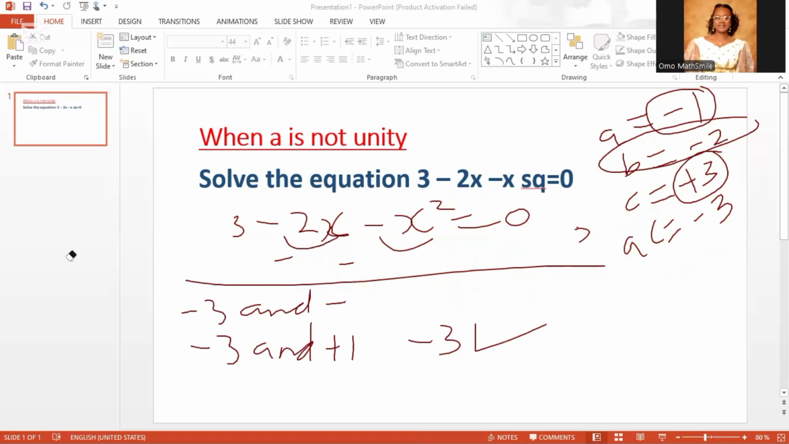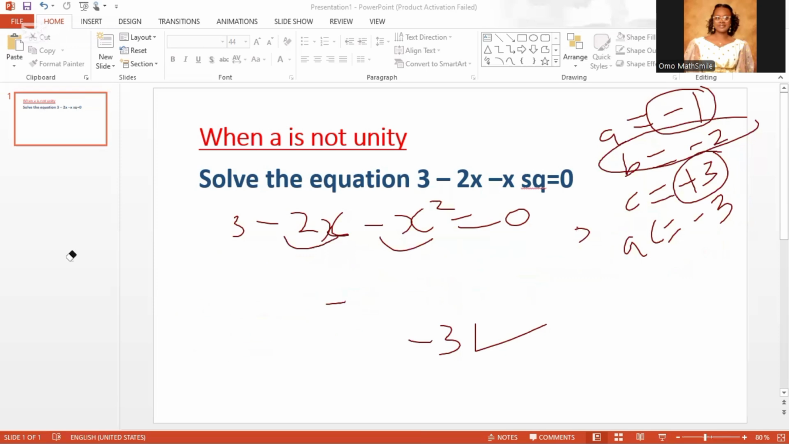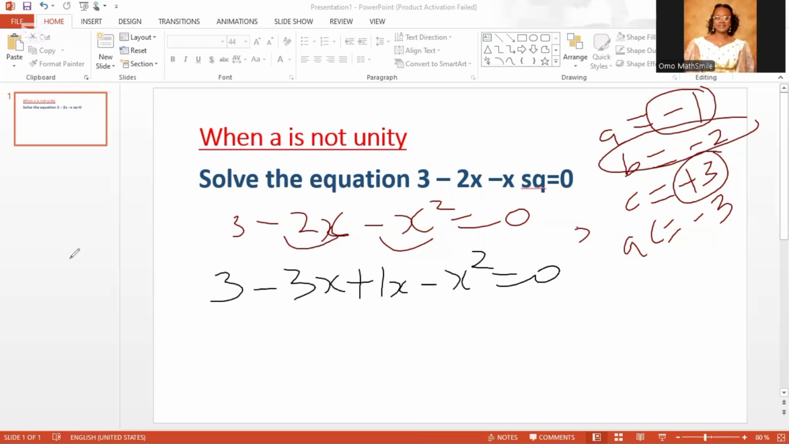So we are going to be doing a replacement here. Anywhere you see minus 2x, we replace it with minus 3x plus 1x. So we have 3 minus 3x plus 1x, or plus x, minus x squared equals 0.